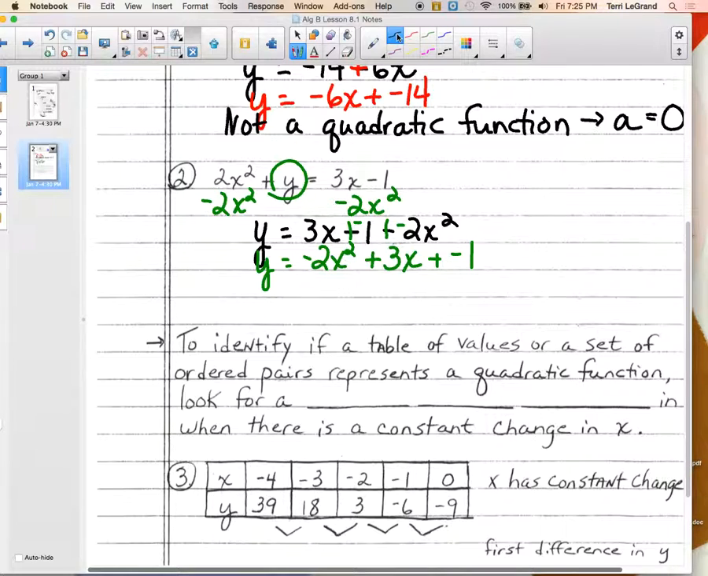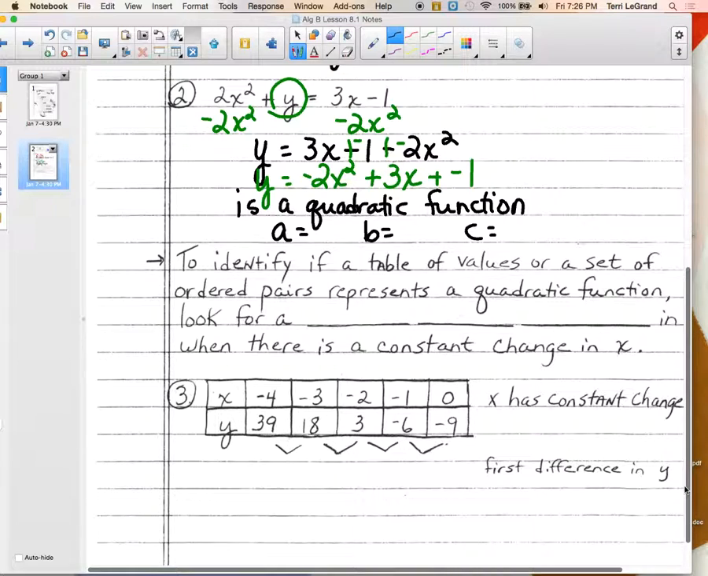So we're going to say, is a quadratic function, and when it is quadratic, guess what we're going to do? Just like we did for factoring, we're going to say a equals, b equals, c equals. So our a value is negative 2. How many x squareds are there? Our b value is 3. How many x's are there? And our c value, or our constant, is negative 1.